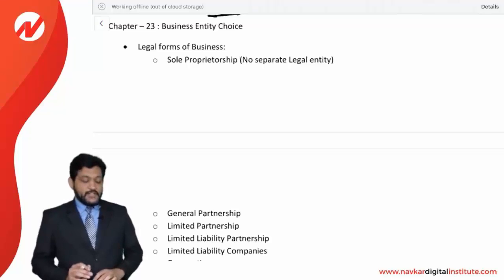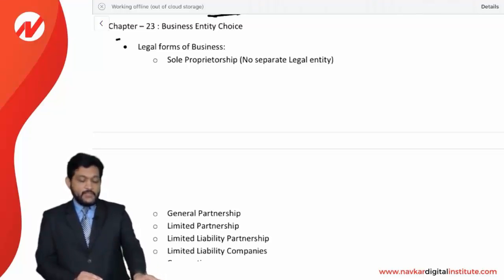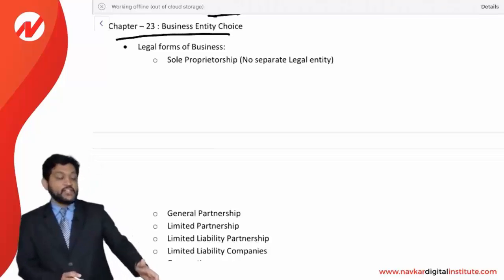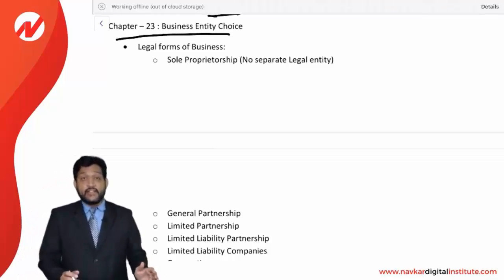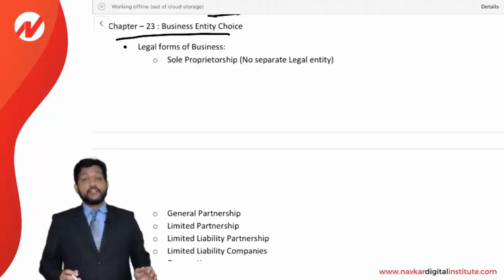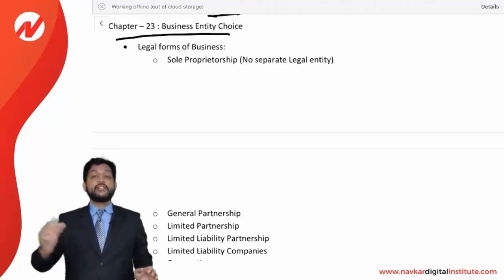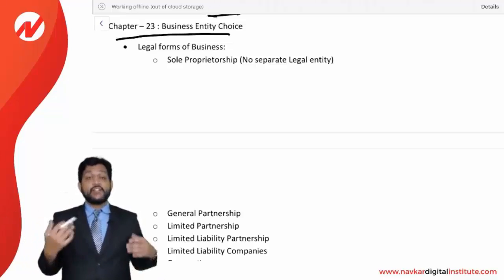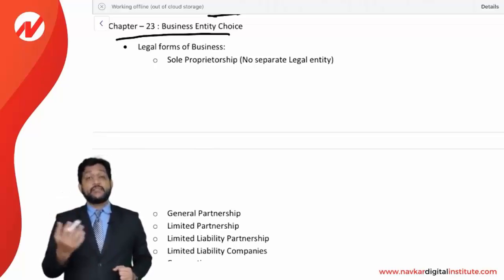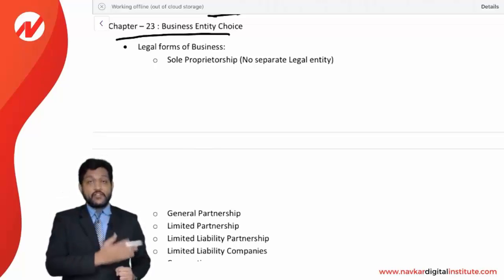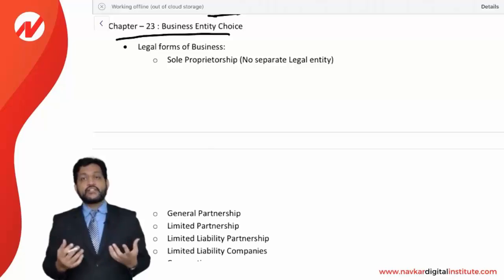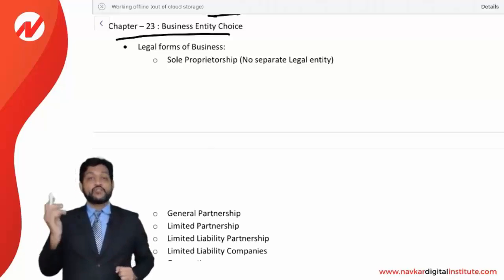Now friends, let us see chapter number 23, business entity choice. This being the last chapter in the entity taxation series. Here we are going to discuss what choice is available to an entity. It means an entity has a choice in how to be taxed. Either they can be taxed as a partnership or they can be taxed as a corporation. So what choice they can have and how the choice will be available to different persons.